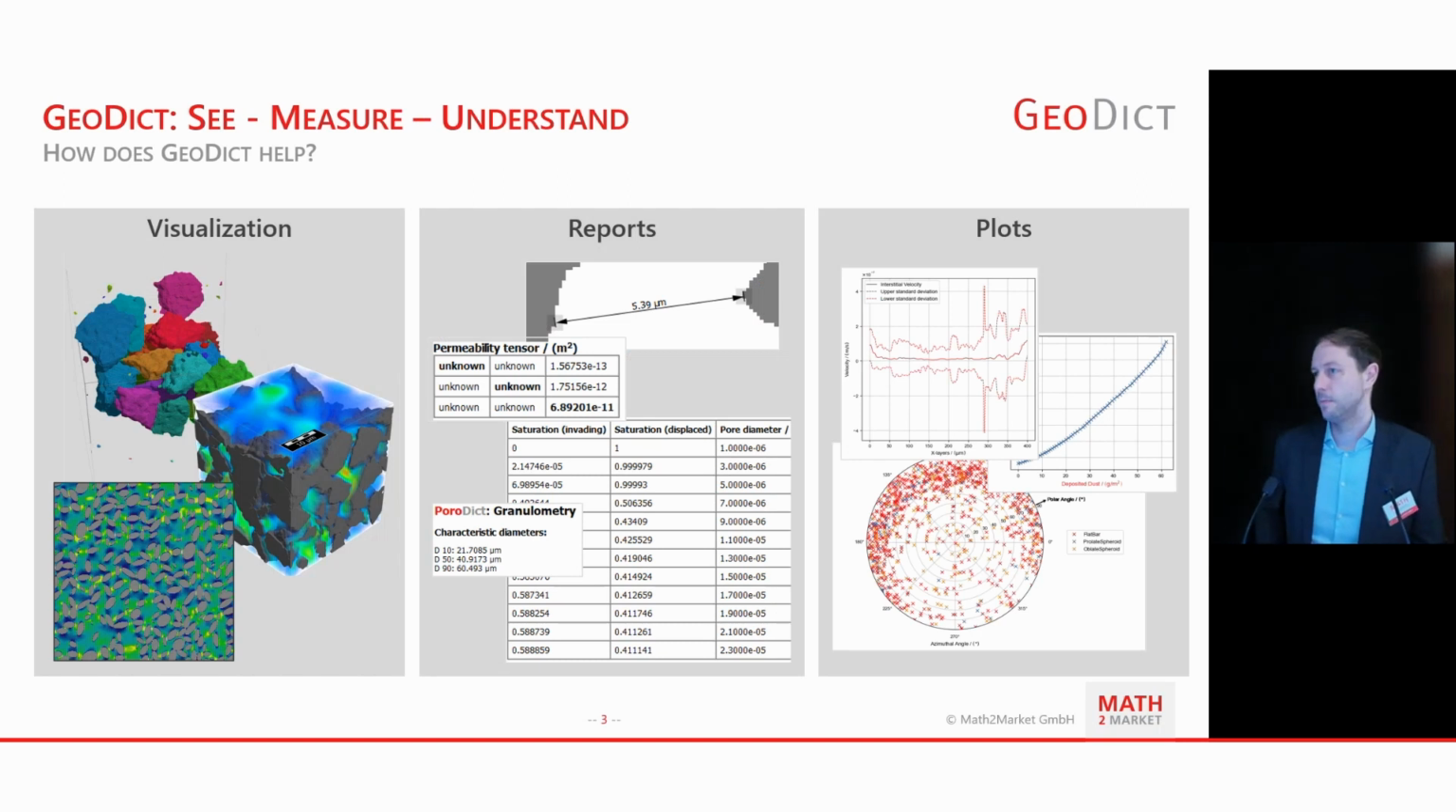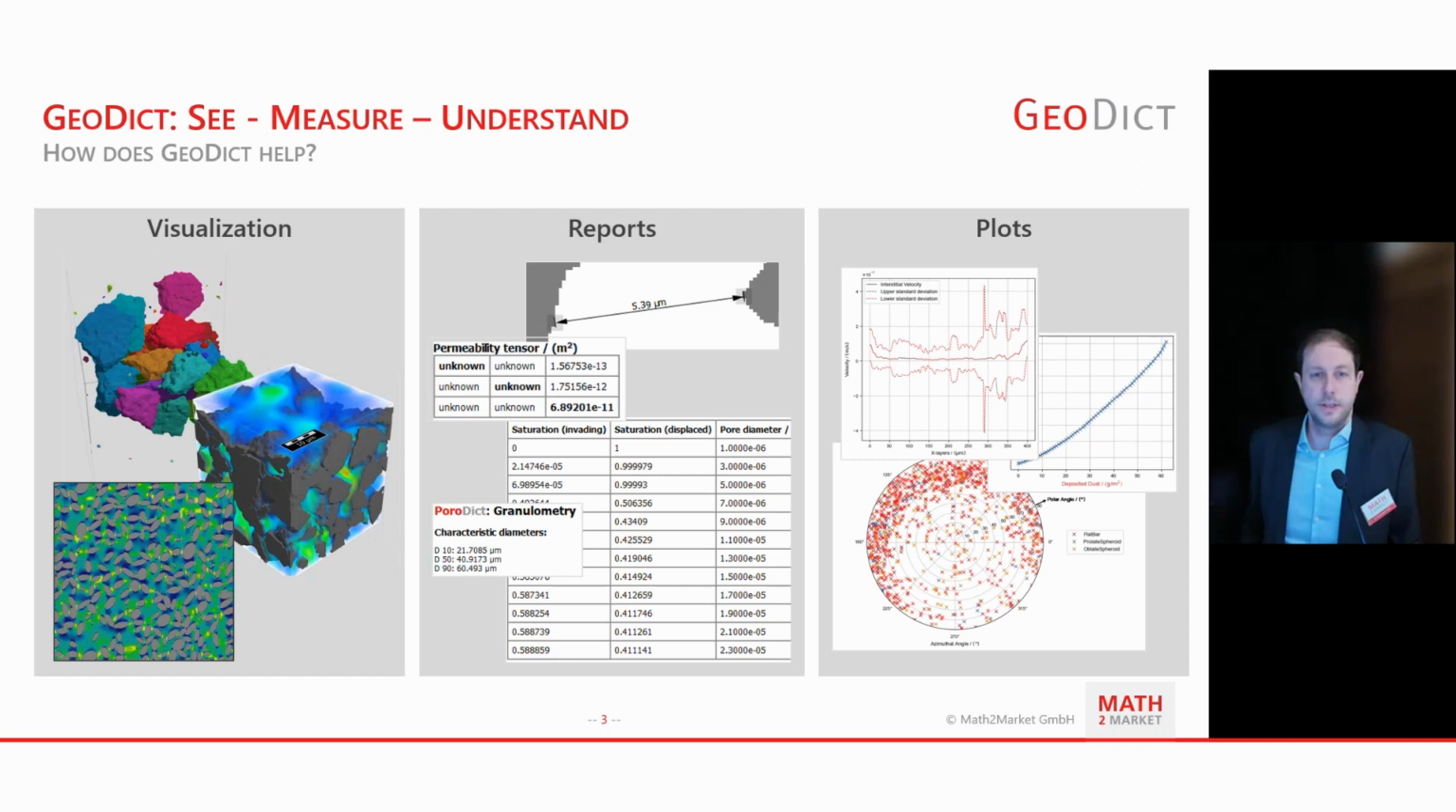Well, you see with the visualization features of GeoDict for sure. Here on the left side, you can see some different visualizations of volume fields or of your structure in 2D or in 3D view. You measure everything in GeoDict using property predictors or simply by measuring some distances in your image, which is here under the point of reports in the middle. Basically some numbers, but that's what you want.